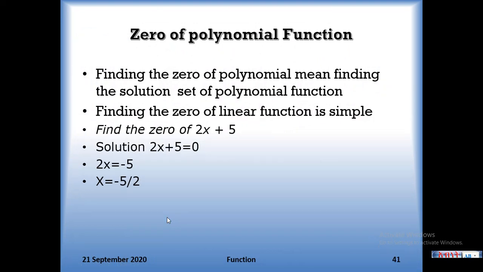The next point, and a very important point, is the zero of a polynomial function. By the way, finding the zero of a polynomial function means, in other words, finding the solution set of the given polynomial function. For example, if you want to find the zero of this function, it means 2x plus 5 is equal to 0, so x is equal to this. By the way, this is a polynomial function with degree 1, leading coefficient 2, and constant term 5.